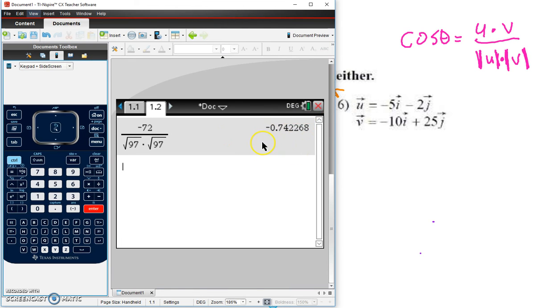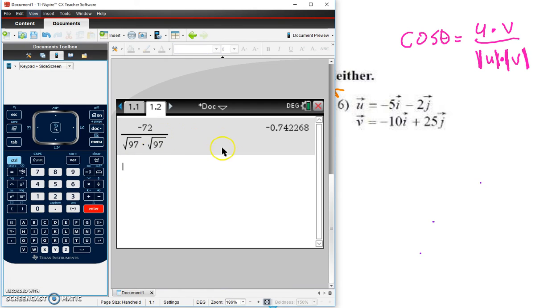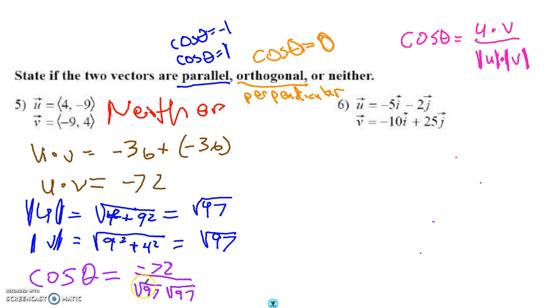We get something that is not negative 1 or positive 1. So these are not parallel either. So we're going to say neither. Wow, that's bad. Okay, neither. And just for funsies, if you wanted to find the actual angle, these are neither because this does not come out to negative 1 or positive 1, and it didn't come out to 0 either, so that's not perpendicular.